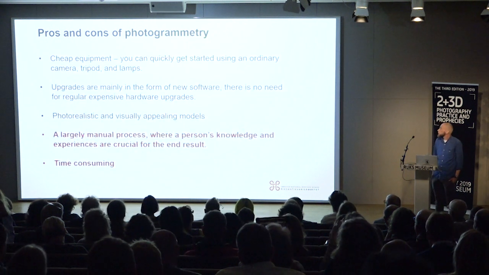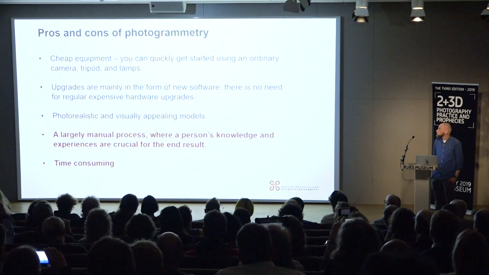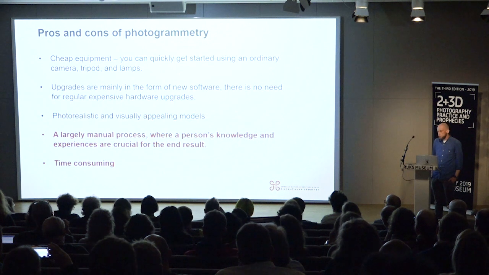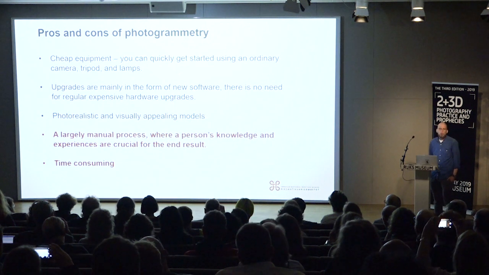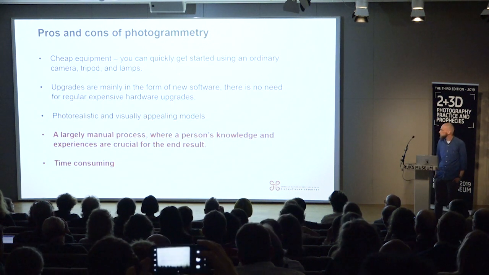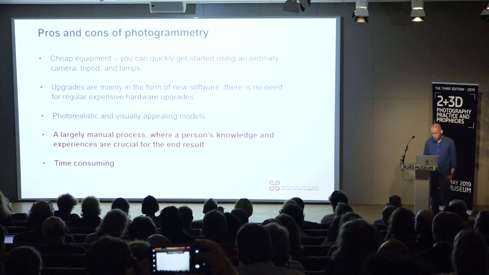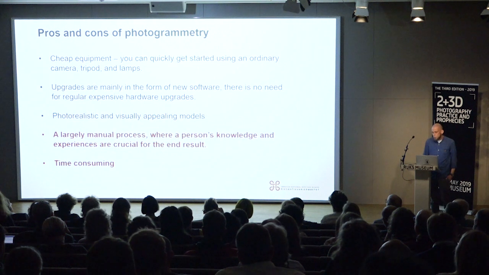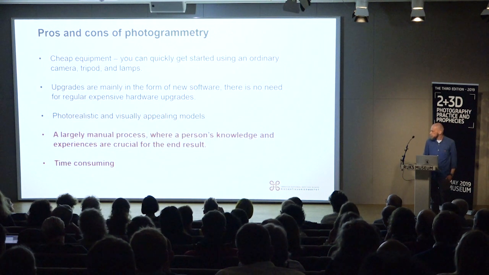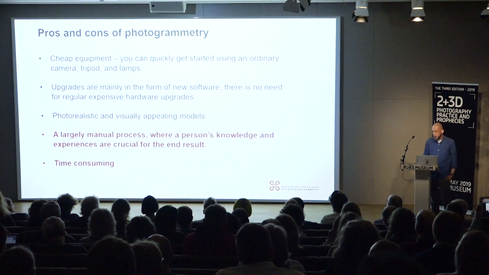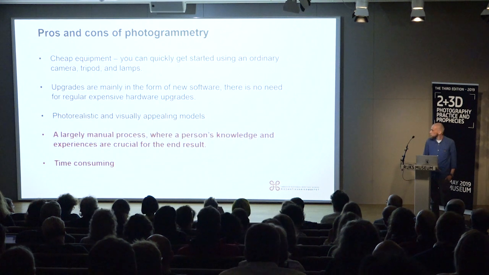Pros and cons of photogrammetry: it's really cheap equipment, you can start easily. Upgrades are mainly in the form of software, so you don't have to buy expensive hardware every now and then. And you get really photorealistic and visually appealing models. The big drawback to photogrammetry is that it's really time consuming, and it's also largely a manual process, so it requires some skills and experience.